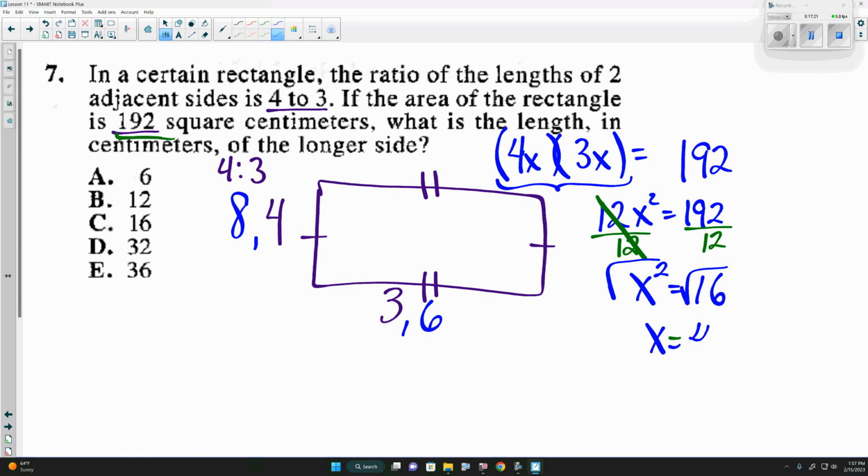So x is 4. So for both of these here, the value of x is 4. So we have 4 times 4, which is, and 3 times 4, which is. So what's the length of the longer side? Any questions on this here? Heads up.